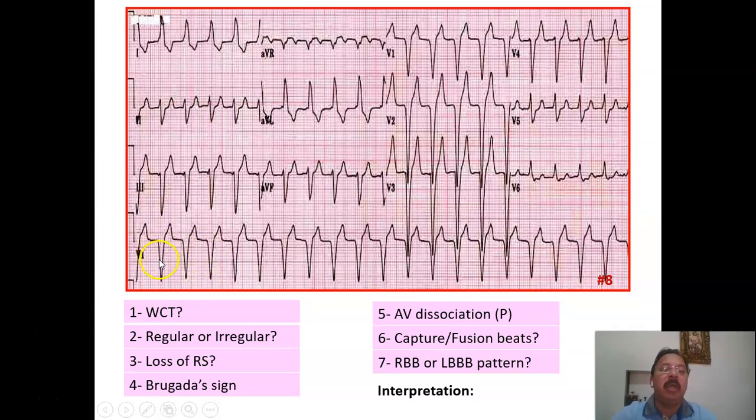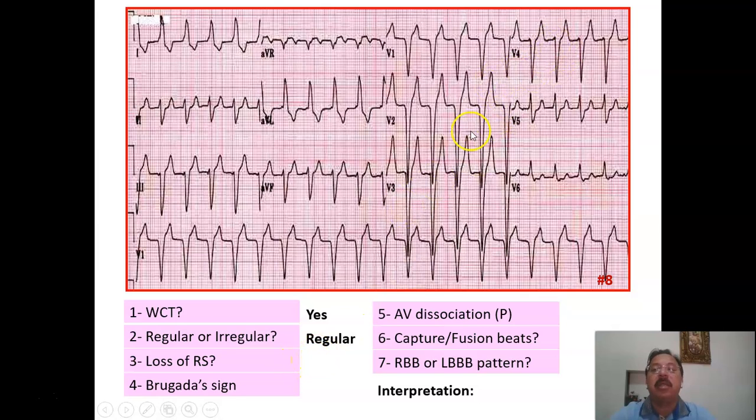Now look at this one. It's a wide complex tachycardia, no P wave, and it's regular. So it's a wide complex tachycardia, yes, and it's regular.